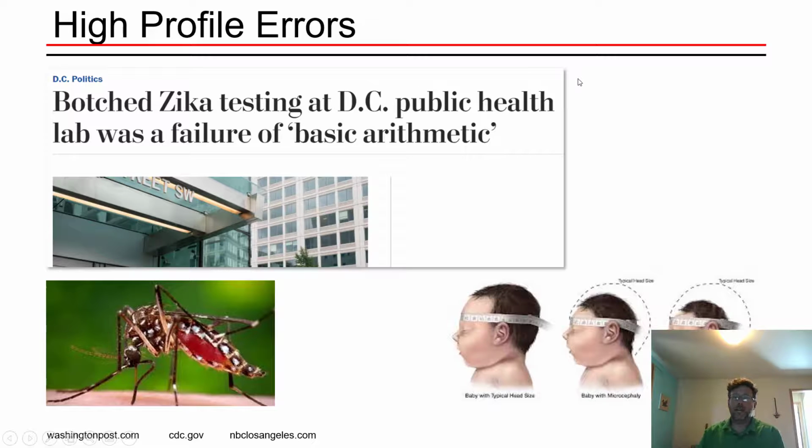which got a new director, Dr. Anthony Tran, in late 2016. And when Dr. Tran came in, he noticed something very disturbing in this DC public health lab's handling of Zika virus samples. So as a reminder, Zika is a mosquito-carried virus that can impact human beings. It can be passed into humans through mosquito bites.